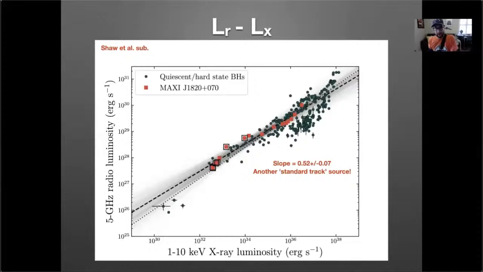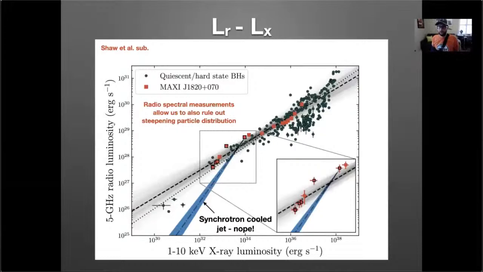And if we add on the expected synchrotron cooled jet track, we would expect to see it steepen from that 0.5 to a slope of around 1.2, I believe. And we don't see that. So we can rule out the synchrotron cooled jet like we did with V404.